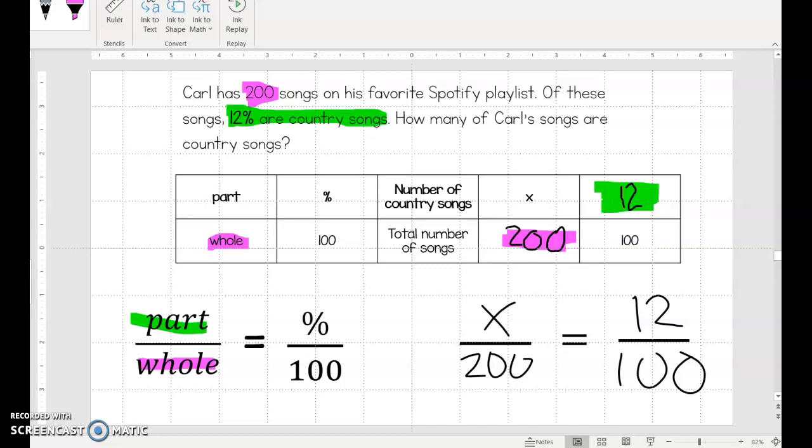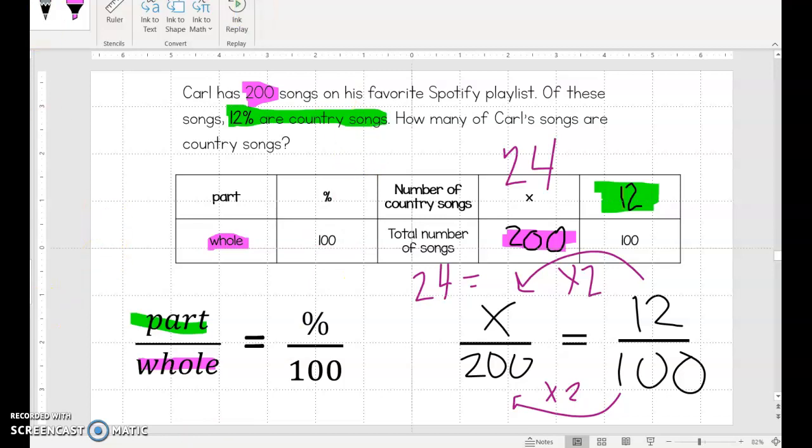Now looking at my two ratios, I'm going to try to find either a factor or a multiple of 100. Well, I know that 100 times 2 gets me to 200. So then whatever I do to the bottom, I do to the top. Since I multiply the bottom times 2, I'm going to multiply the top times 2. 12 times 2 is 24. So 24 of the 200 songs on his playlist are country.